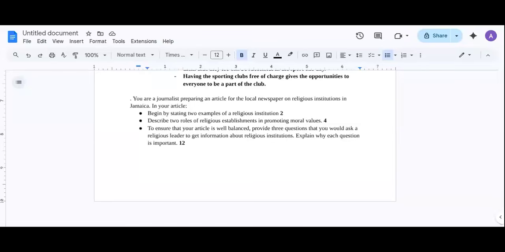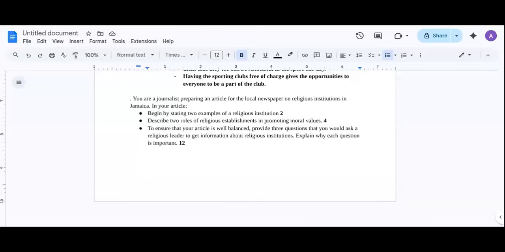Right. Let's look at the last part: state the 3 questions that she would ask a religious leader to get information about religious institutions. Let's look at that first part, which was 6 marks. Were the questions that were asked, could she get information about the religious institution? You could put it in the chat. I didn't hear the questions, so Annalise, could you repeat the questions? Just the questions alone.